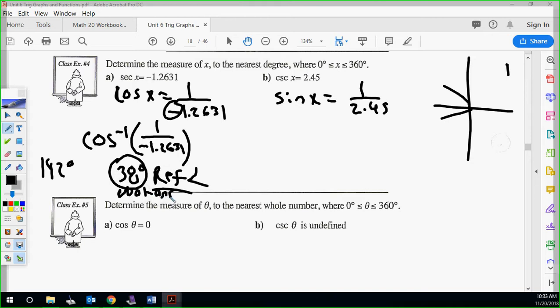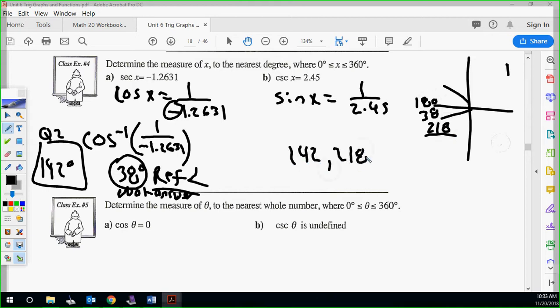Not an answer. This is an answer. That's in quadrant 2. And what's quadrant 3? You go 180 plus the 38. So this is 38 degrees right here. So 180 plus the 38, yeah, 218. So 218 is my other answer. So 142 and 218 are my two solutions for secant of x there. Okay. Any questions?